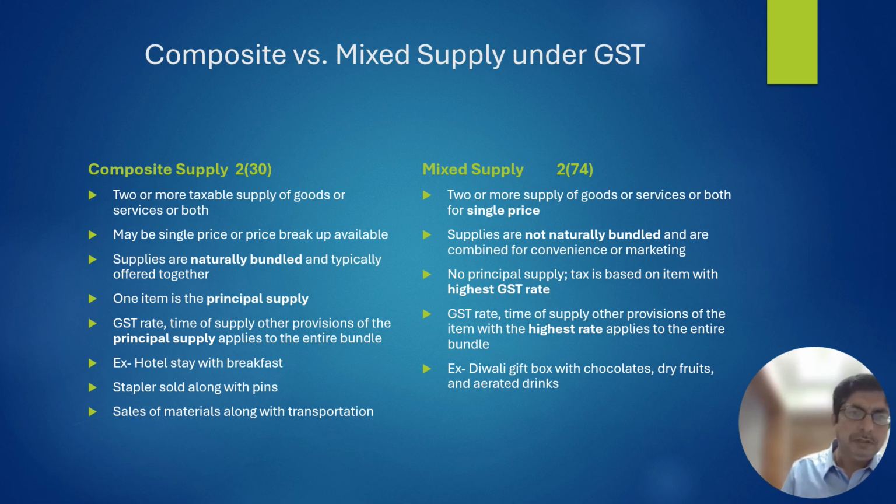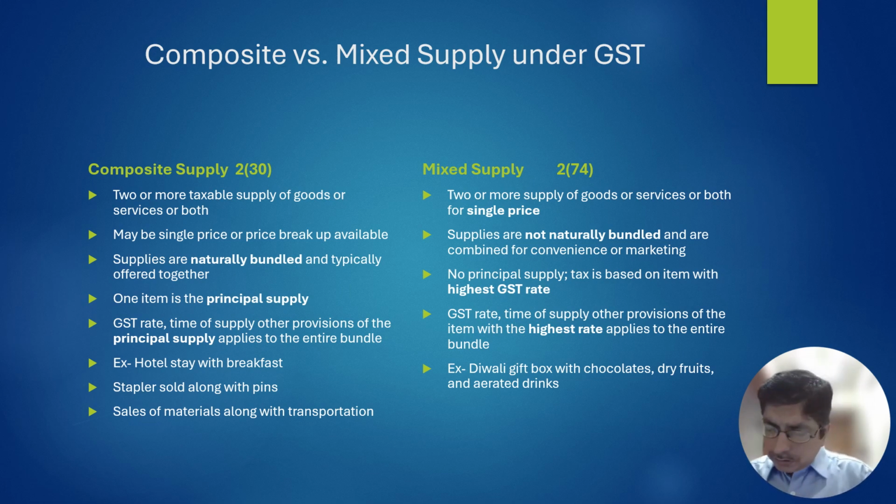Another example is a hotel stay. In a hotel stay, breakfast is available as complimentary. So the principal supply is accommodation, and along with that, breakfast is available. So breakfast or the food is not chargeable to tax separately. It will be chargeable to tax along with the larger service of accommodation.